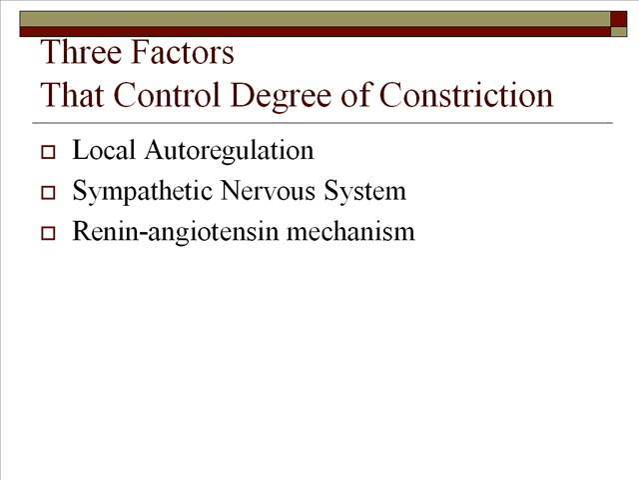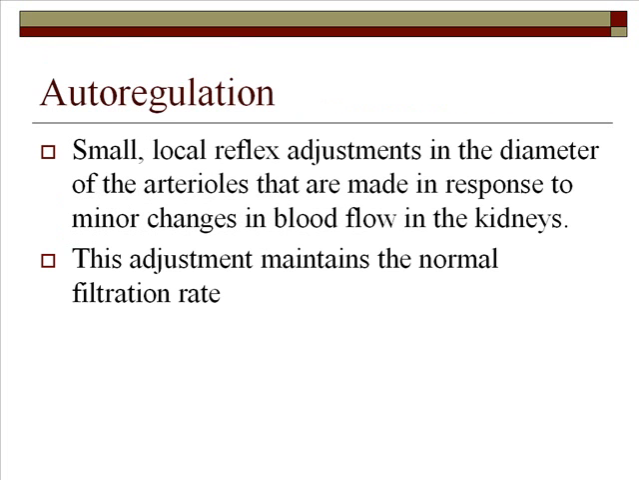There's also the renin-angiotensin mechanism that you've already kind of studied when we talked about the endocrine system. The renin-angiotensin system is an important part of the kidneys in that it affects the ability of the blood vessels to constrict, to vasoconstrict in the system. The term autoregulation refers to a local reflex which adjusts the diameter of the arterioles. This is made in response to even minor changes in blood flow to the kidneys.